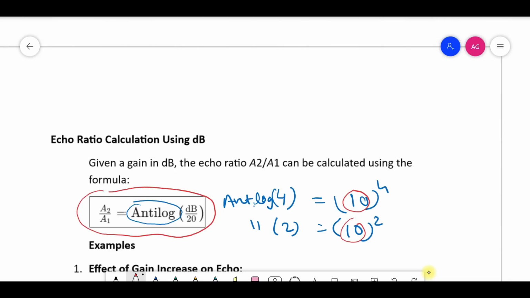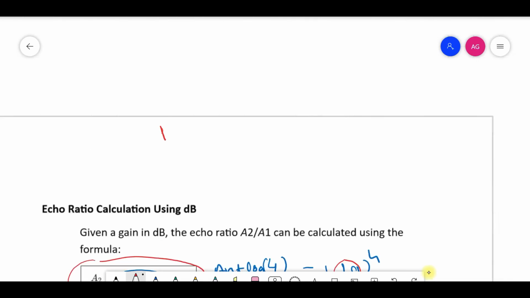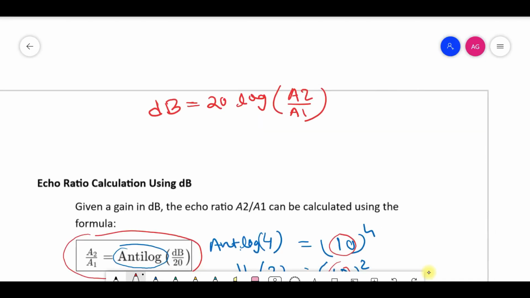Where did this equation written here come from? Our first equation was like this: dB equals 20 log A2/A1. Okay, so now in this calculation itself, its base here is 10. So we have changed only this. Nothing else has been done. So see how it was done. It became dB/20 equals log with base 10 of A2/A1.